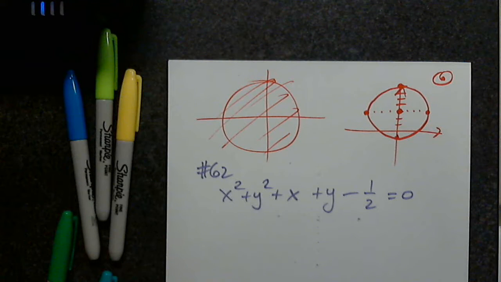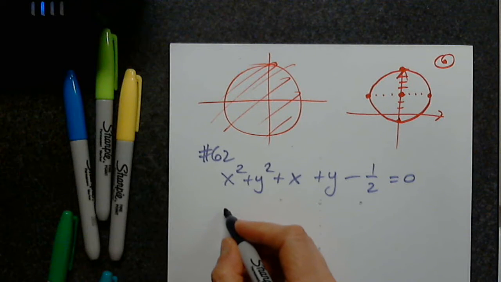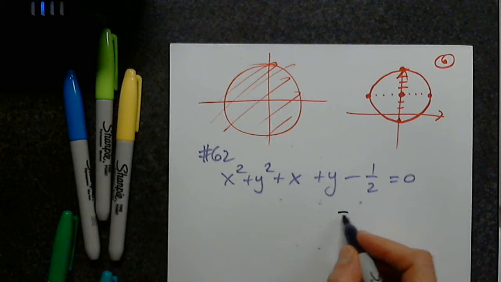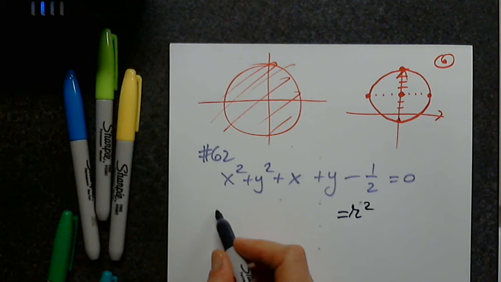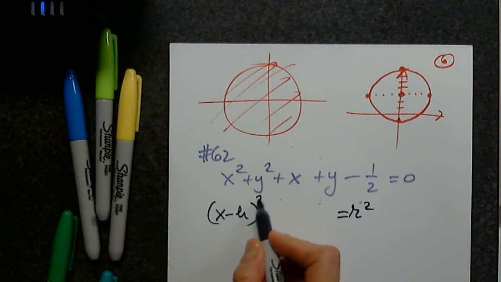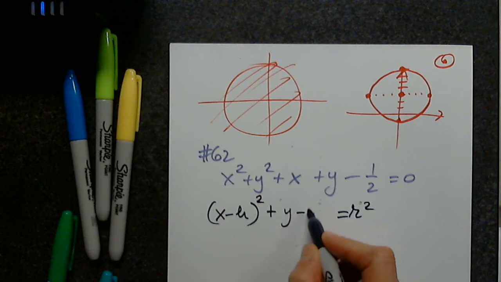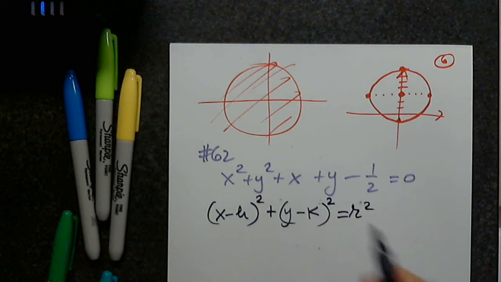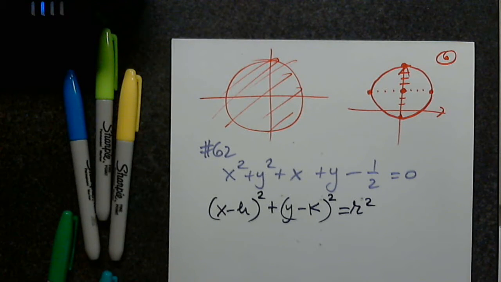Okay, so let's look at this. What do we want to do with it? We want to change it eventually into, and I want to write it. Very good. Squared plus. Perfect. So if this equation is the equation of a circle, I should be able to arrange it like this.